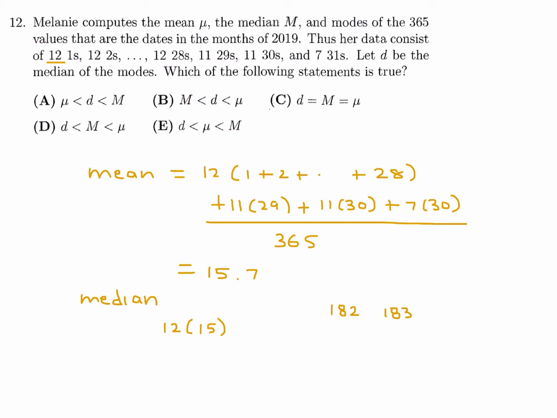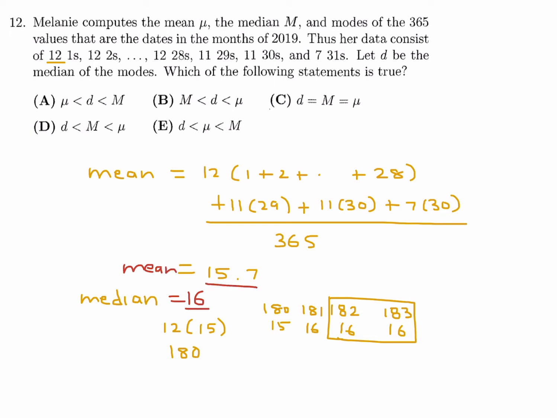So each of those first 15 numbers had 12. And then this is actually 180. So the 180th number is a 15. And then therefore the 181st, 182nd, and so on would be 16s. So therefore the median is the average of those two, and that's obviously 16. So we got the mean as 15.7, and we got the median to be 16.